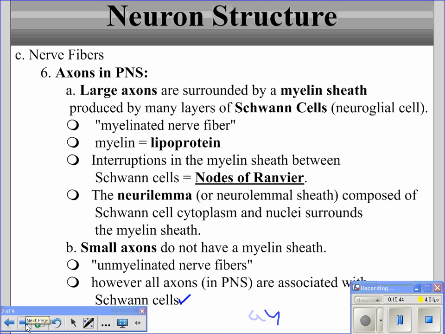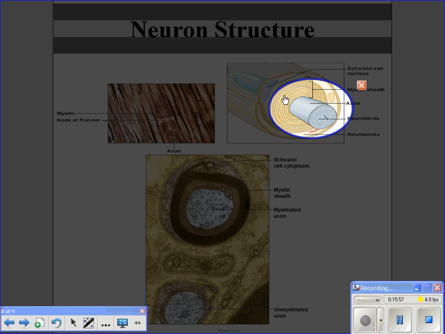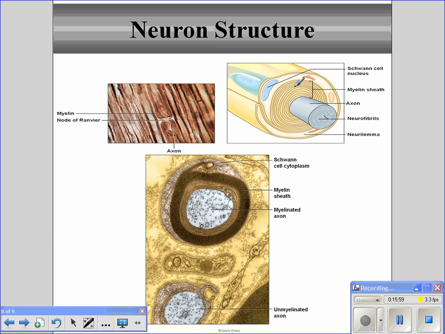So I've got two more slides here just to depict this for you again. Here is the diagram we saw earlier. Again, the Schwann cell going all the way around the axon, and then the myelin sheath, that lipoprotein myelin surrounding the axon specifically, and the neural fibers. Here you can see a cross section. So here in the middle is the axon, and then you can see that myelin sheath right out here, how thick that fatty substance is.